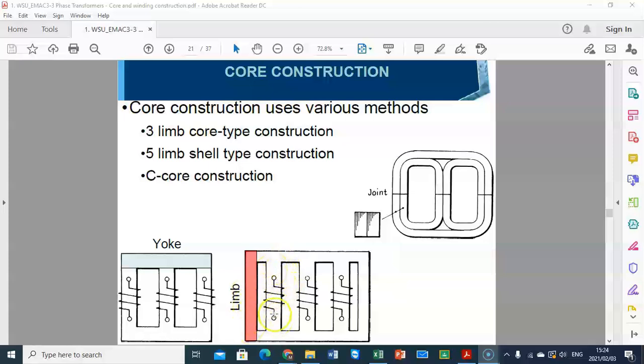This part of the core where the winding is wound on top is called the limb. And the part of the core which is joining the limbs, and is there to make sure that the flux circulates and goes through to the next limb, is called the yoke.